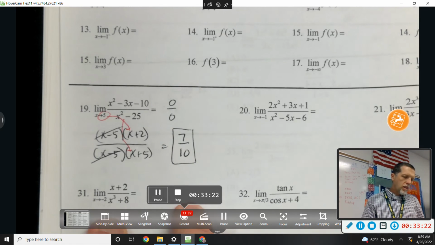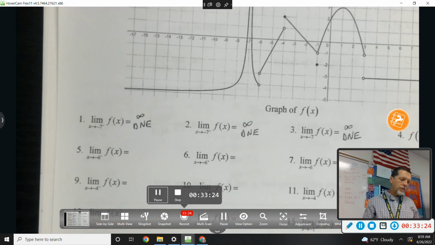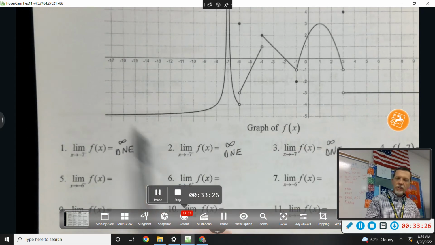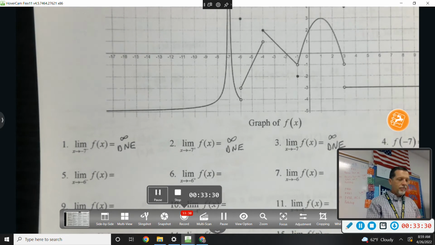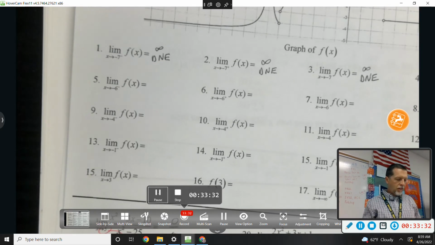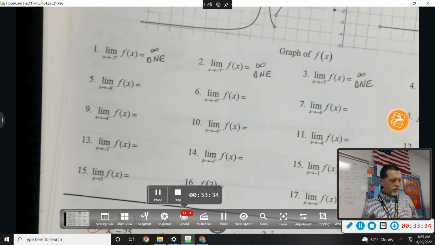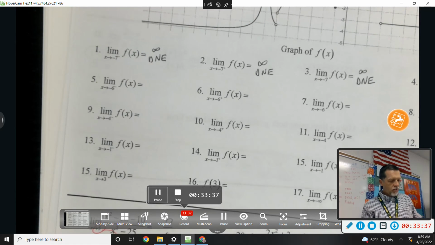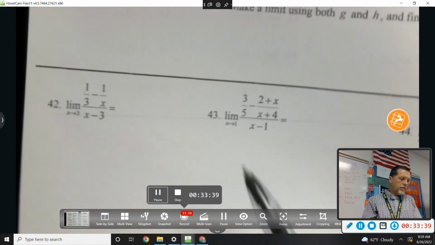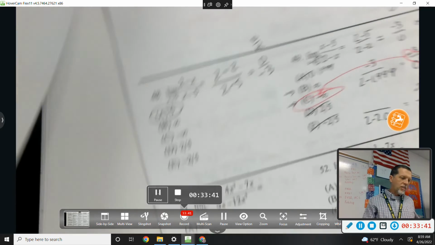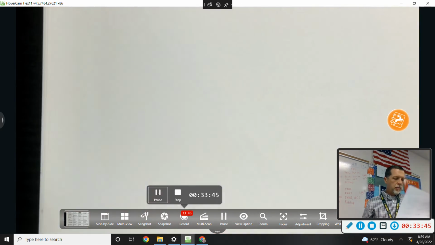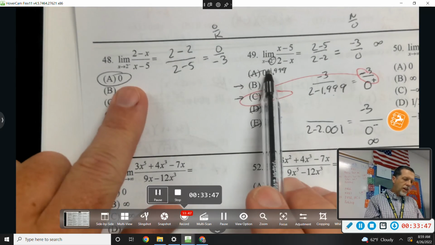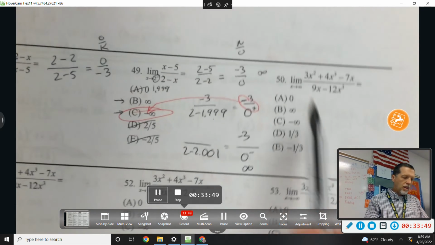Alright, there's just a lot going on. There's graphical stuff. Usually once you get the hang of that, it's easy. But you've got to get the hang of it. And then there's all the trick stuff. So factoring, 42 to 44, fractions, 45 to 47, conjugates, one-sided limits, limits at infinity.